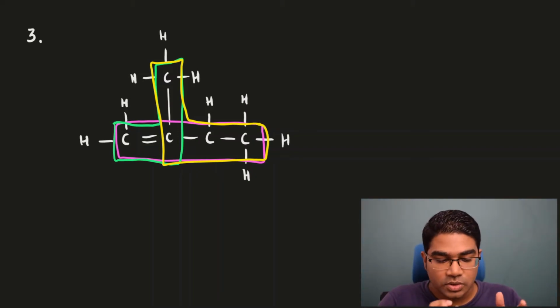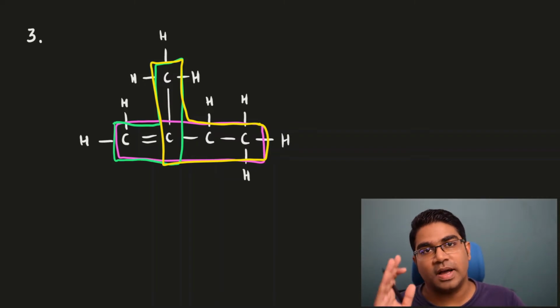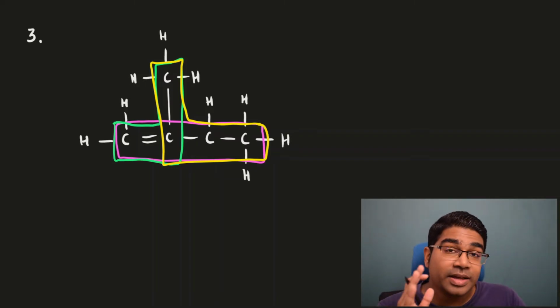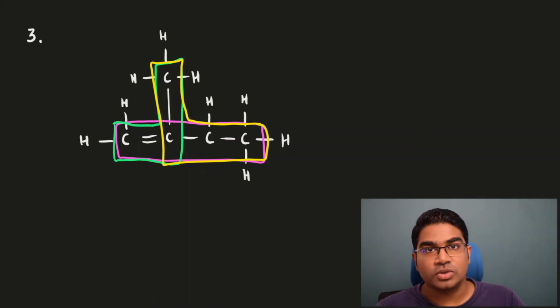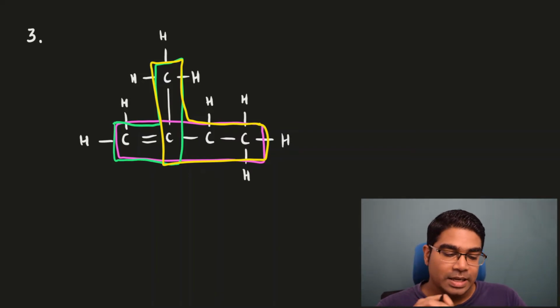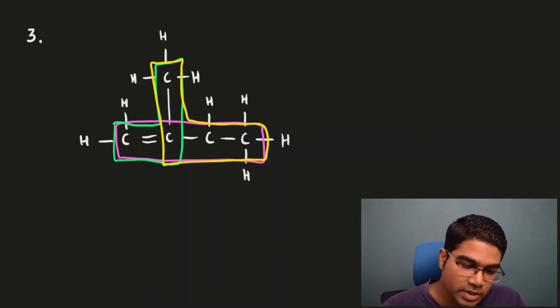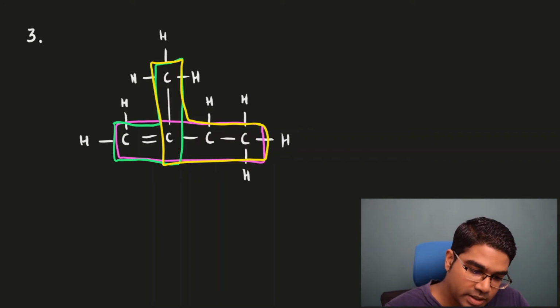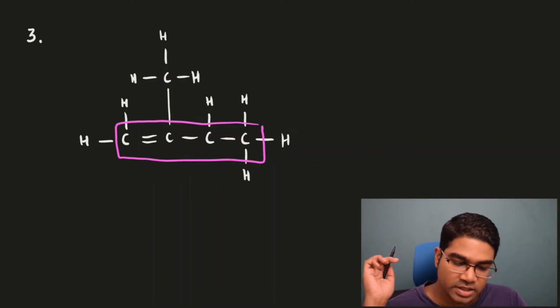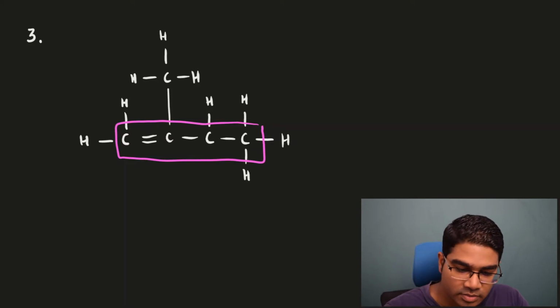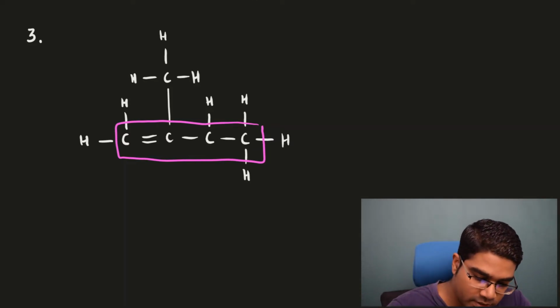Which chain do we choose here? You have to remember the chain has to include the functional group. So the chain that includes the functional group, which is also the longest chain, is the pink chain. So we are going to look at the pink chain. This will be our base molecule. So what is our base molecule? This has 4 carbons, therefore it is a but-e.